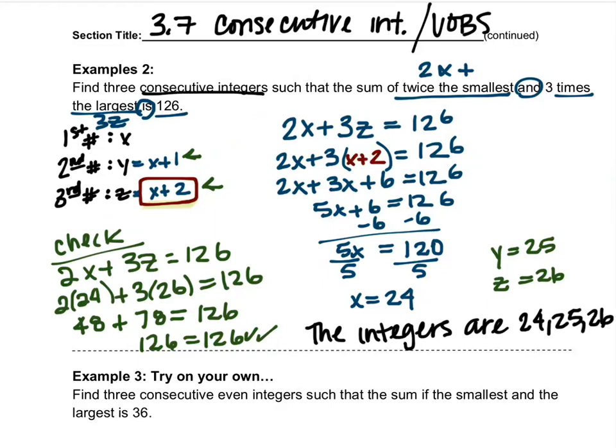Excellent. Now, example number 3 is a try on your own. It says find 3 consecutive even integers. I want you to be really careful here. We're talking about even integers. So I might even get you started by writing out the first, second, and third numbers and just helping you allocate that way.